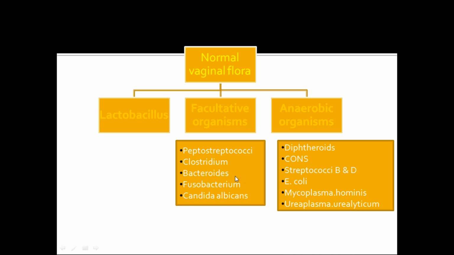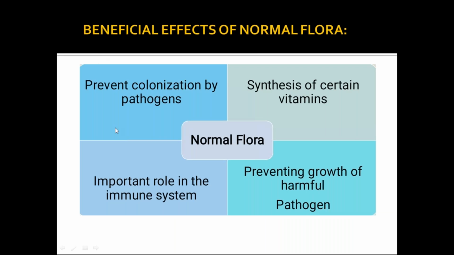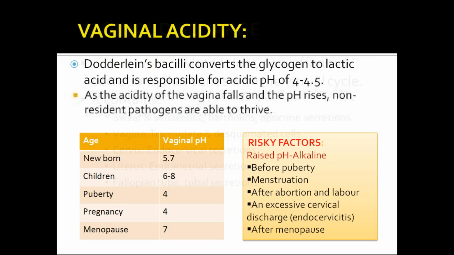The facultative organisms include Peptococci, Clostridium, Bacteroides, Fusobacterium, and Candida. And the anaerobic organisms are Diphtheroids, Streptococci, E. coli, Mycoplasma hominis, and Ureaplasma urealyticum. So the beneficial effects: why is the normal flora important? Because they synthesize certain vitamins, they prevent the growth of harmful pathogens, play an important role in the immune system, and prevent colonization of the pathogens.